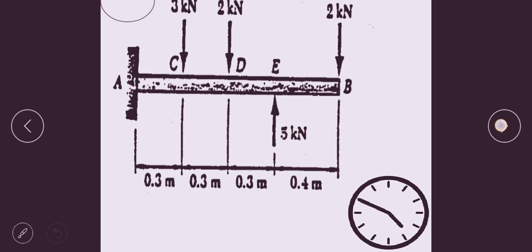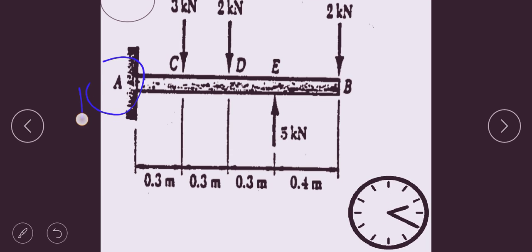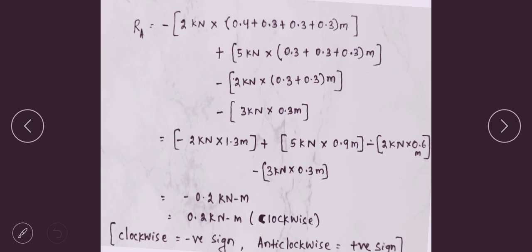Since the negative sign is there with the moment, that is why you can say that 0.2 kilonewton meter is the clockwise moment. So here the moment will be in this direction. Here also it is written.